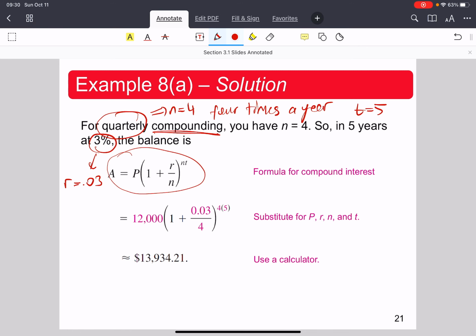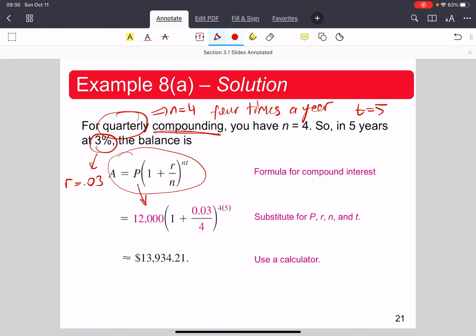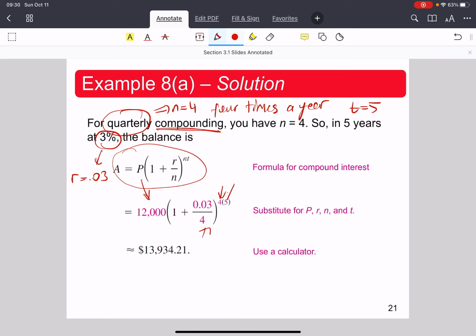So you guys realize P is the principal. P is the down payment, in other words. So $12,000. 1 plus r, where r is 0.03 and n is 4. You replace all that, and then n times t, where n is 4 and t is 5. And then when you compute this whole thing using your calculator, you're going to end up having 13,934.21. So that's going to be your balance at the end of 5 years. And you guys realize your principal was $12,000. What happened is that your money grew because you earned money based off of interest.